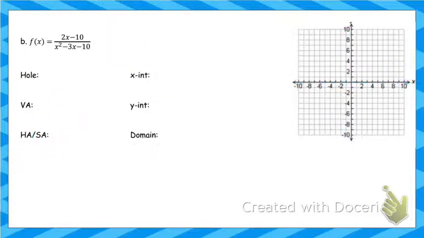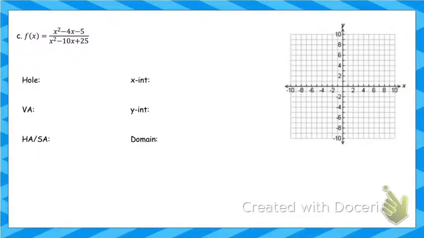All right, let's just do a couple more. This one's kind of a special case, a little bit different, but again, start it the same way. Let's factor. Okay, x minus 5 cancels out. So we think that we're going to have a hole at 5 comma something. Well, let's plug in 5 to the remaining function.